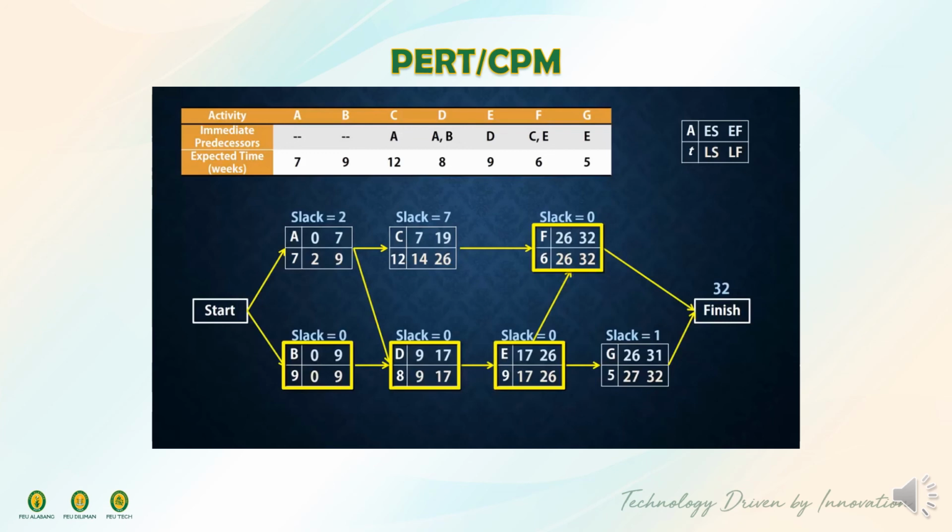The activities with 0 slack are called critical activities, and they form the critical path, which is the longest path in the network. So the critical path here is B, D, E, F.